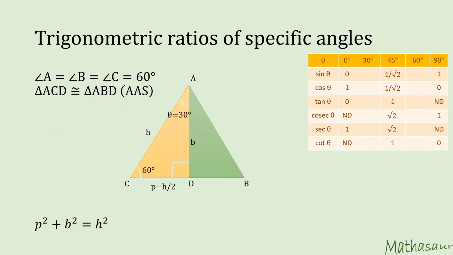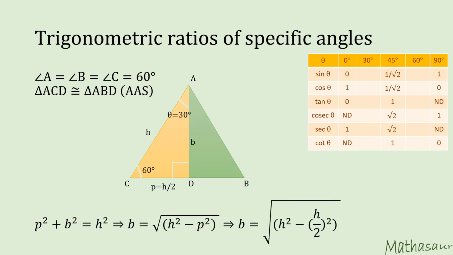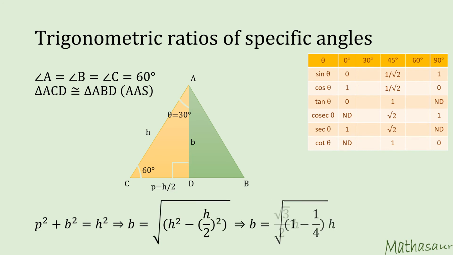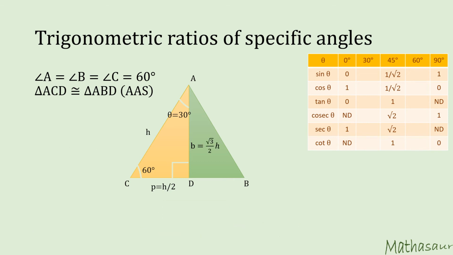Alright, so once again, applying the Pythagoras theorem, we get B equals square root of 3 by 2 times h. Now we know the values of B and P in terms of h. Now let us write our trigonometric ratios in the column for theta equals 30 degrees and substitute the values. We get very interesting values. We get sine theta as 1 by 2, cos theta as root 3 by 2, and we can figure out the rest of the ratios based on sine theta and cos theta.